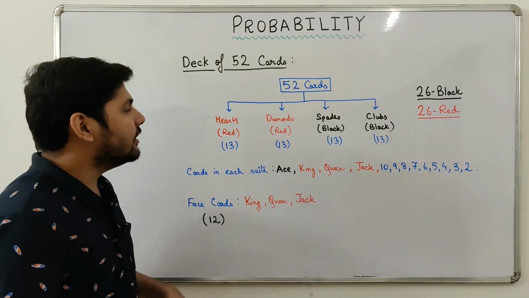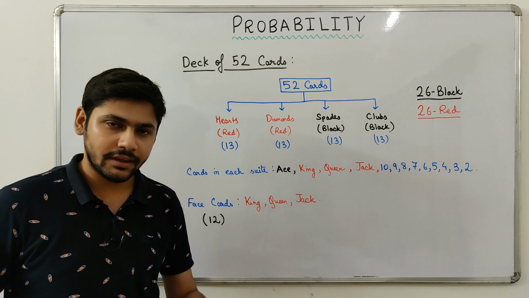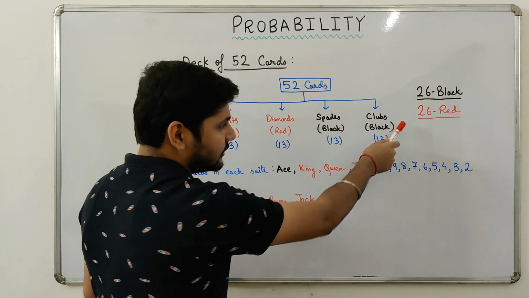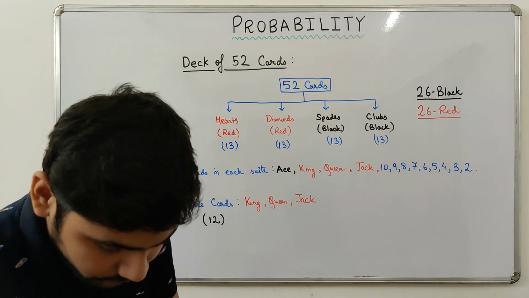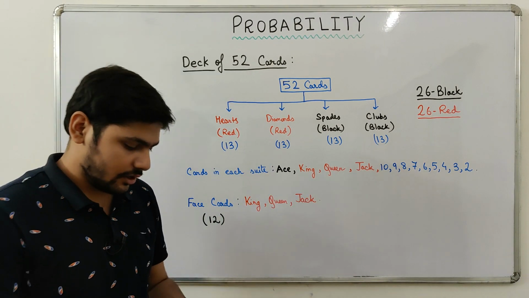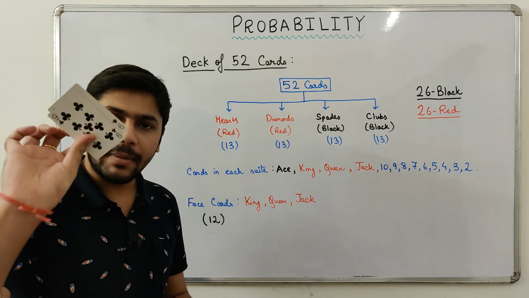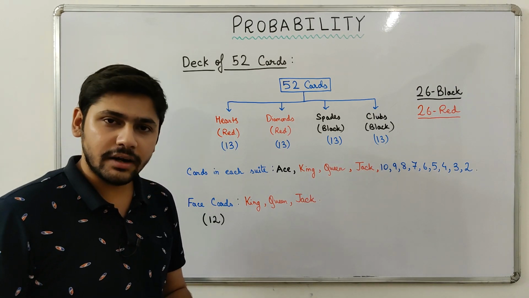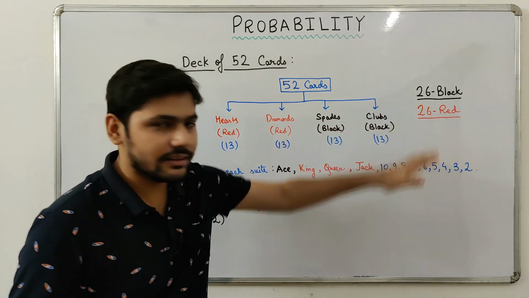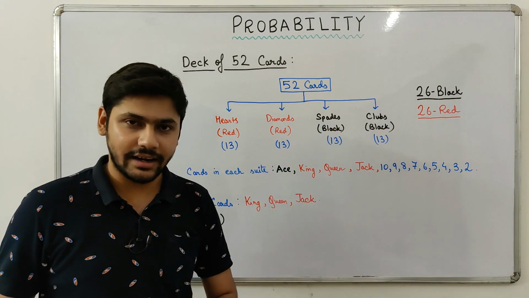So, the first division among the 52 playing cards is the division of color. There are 26 black cards and 26 red cards. Let me show it to you. Over here I have a deck of 52 cards, as you can see. So we have the red cards and we have the black cards. We need to remember the number of black cards and the number of red cards. So 26 cards are black, that means half are black, and 26 cards are red, so half are red.